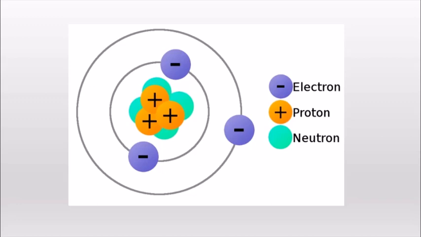The electrons revolve around the nucleus of the atom, each in its specific orbit. For example, an electron in the second orbit will revolve in the second orbit only. Based on the electrons and the nucleus, we also have the atomic number and the atomic mass number.